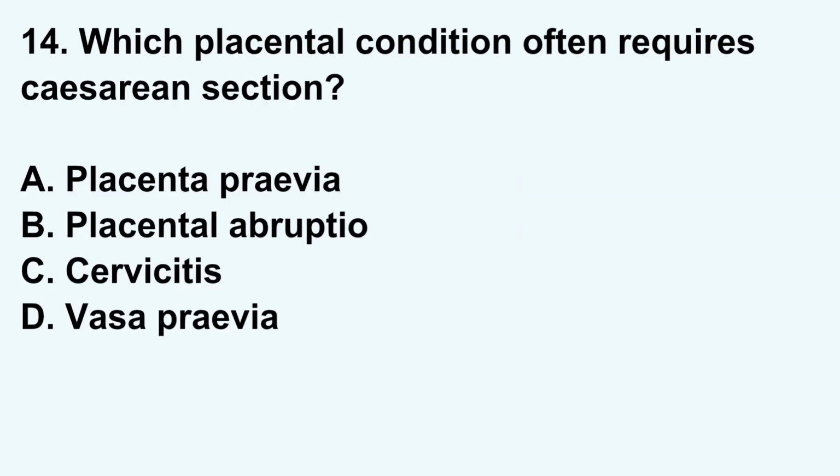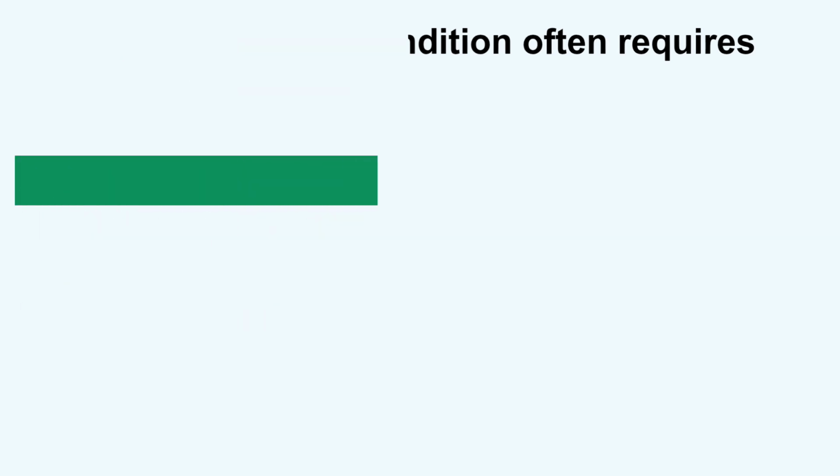Which placental condition often requires cesarean section? A. Placenta previa. B. Placental abruptio. C. Cervicitis. D. Vasa previa. Correct answer, A. Placenta previa.